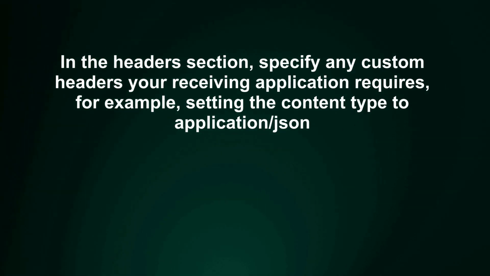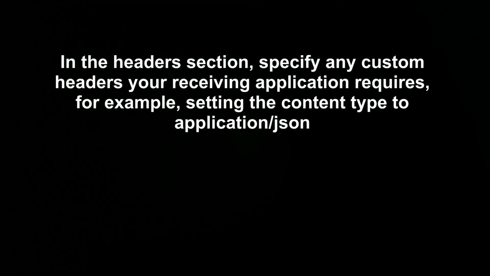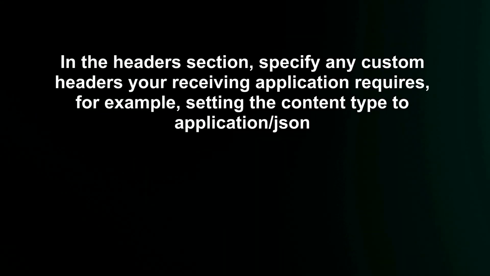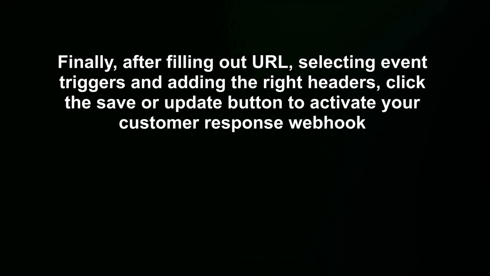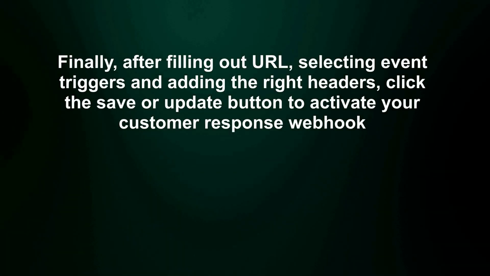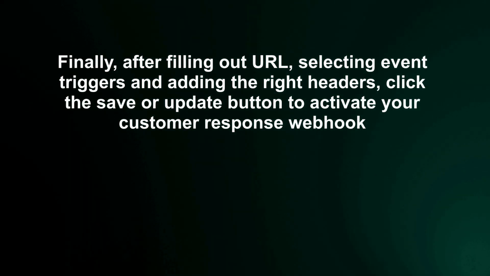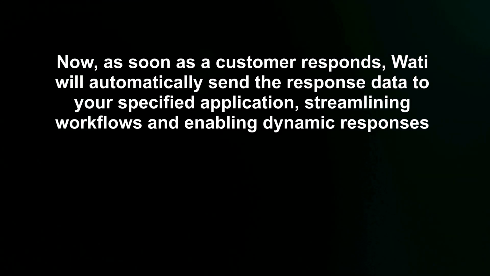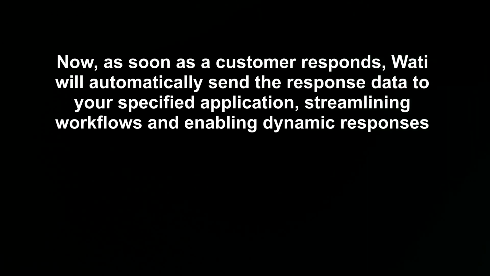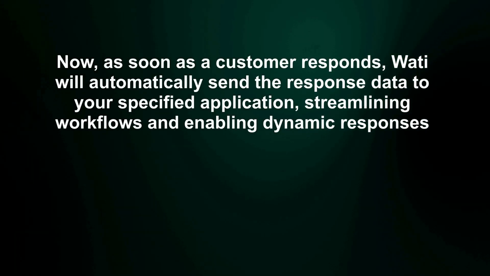In the headers section, specify any custom headers your receiving application requires, for example, setting the content type to application/JSON. Finally, after filling out the URL, selecting the event trigger, and adding the right headers, click the Save or Update button to activate your customer response webhook. Now, as soon as a customer responds, Wati will automatically send the response data to your specified application, streamlining workflows and enabling dynamic responses.